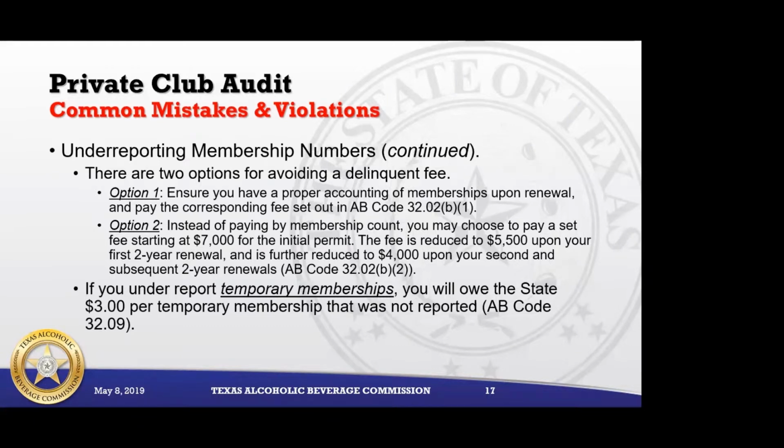Another issue that people have is they underreport temporary memberships. In this case, keep in mind you will owe the state $3 per temporary membership that was not reported. So make sure you are issuing proper temporary memberships to people if people are coming in and partaking in alcoholic beverages and paying for that service.